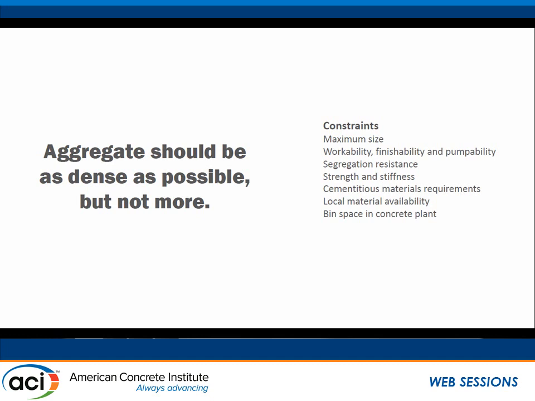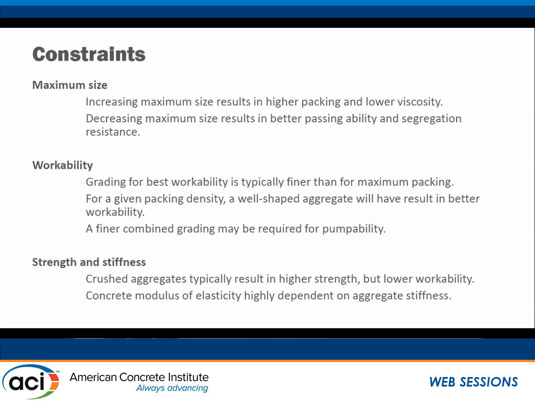And then there's just the practicality of making concrete and ready mix, and that we are limited to local available materials. And in the plant, we may even be limited by the bin space and the number of different aggregates that we can blend. So we have to work within all those constraints to basically get the aggregate as dense as we can, but not more.